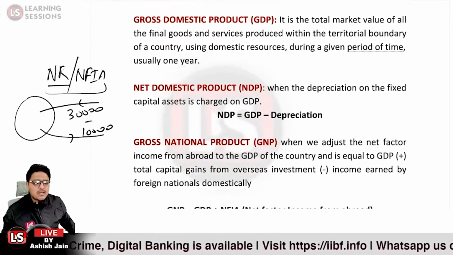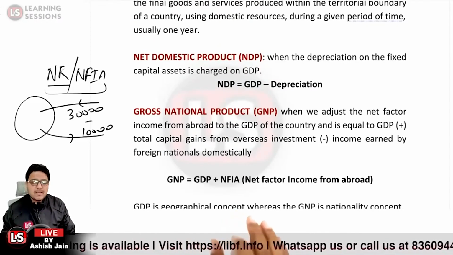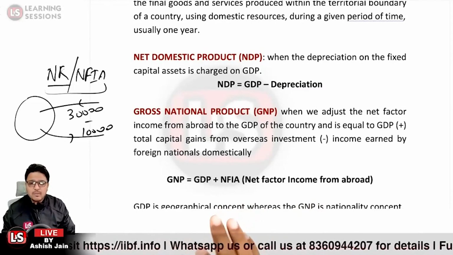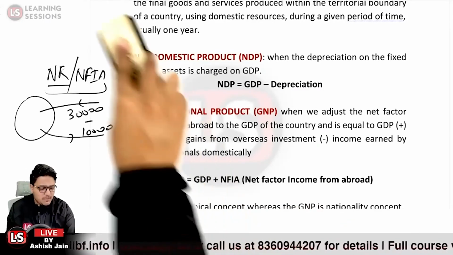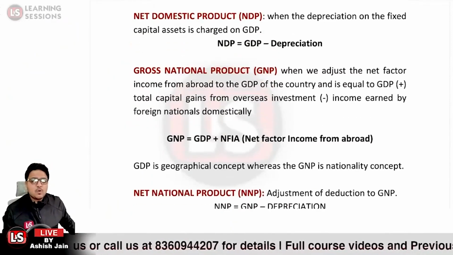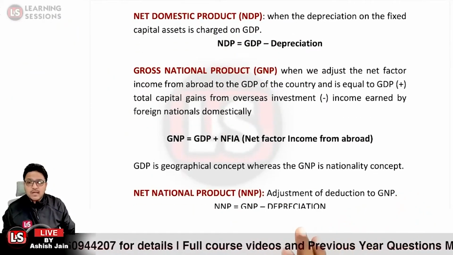So the question is how we can calculate the GNP. GNP is equal to GDP plus NFIA. So net factor income from abroad must be added up. That would be the GNP itself. So GDP is a geographical concept. In that particular case, GNP is what? GNP is a nationality concept. So now let us have a look at the NNP.